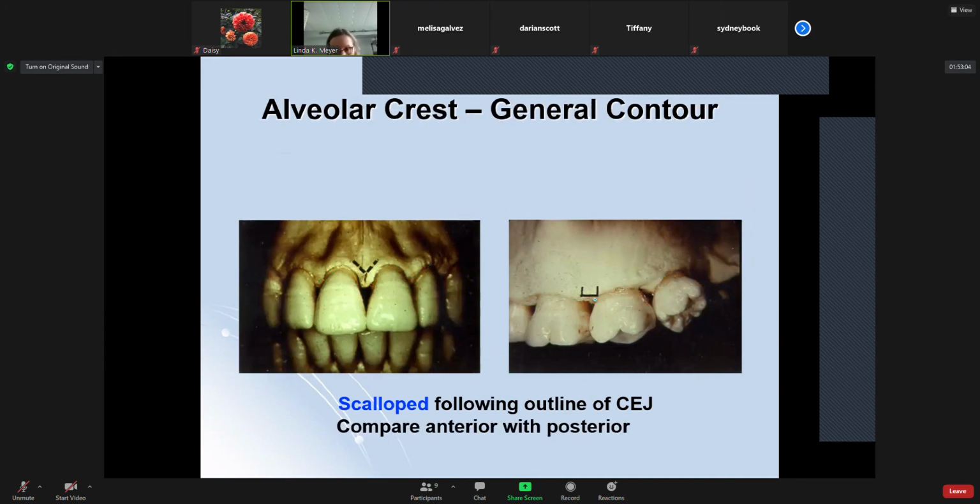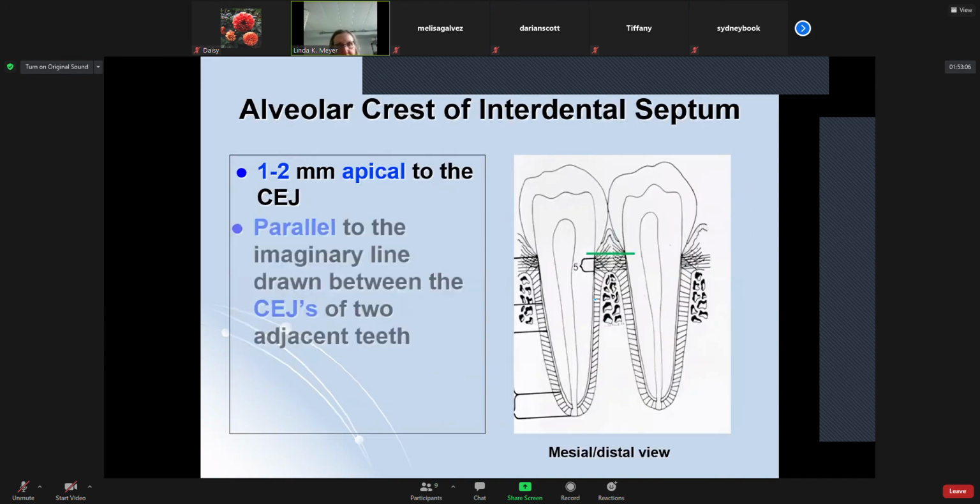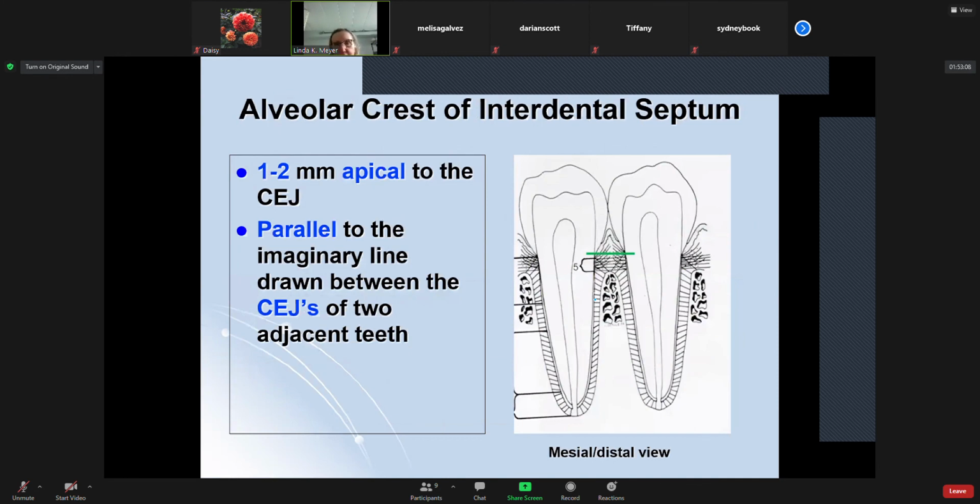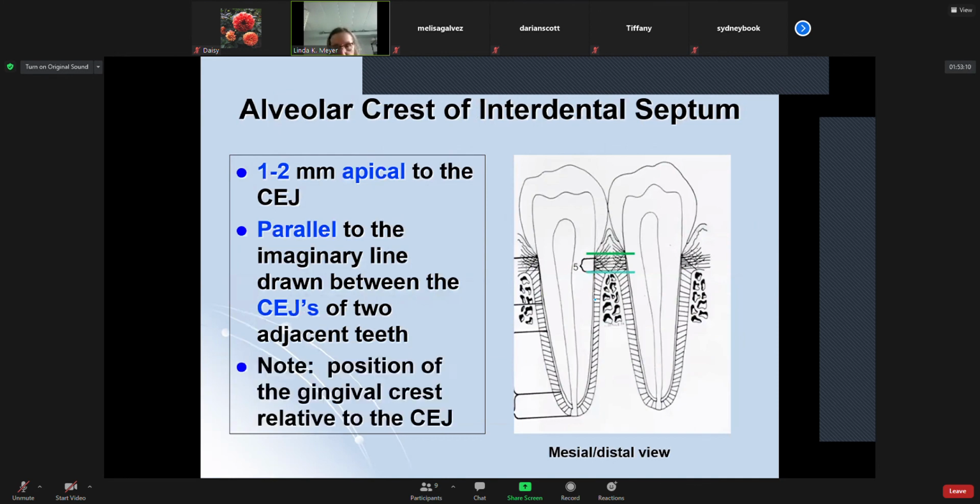And then the contour in the interdental septum is where this information applies, that it's parallel to that imaginary line drawn between the CEJs. Okay?